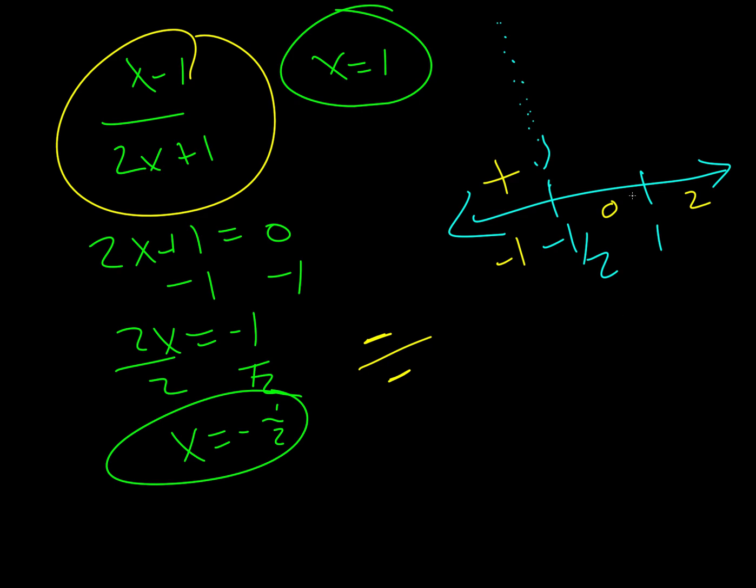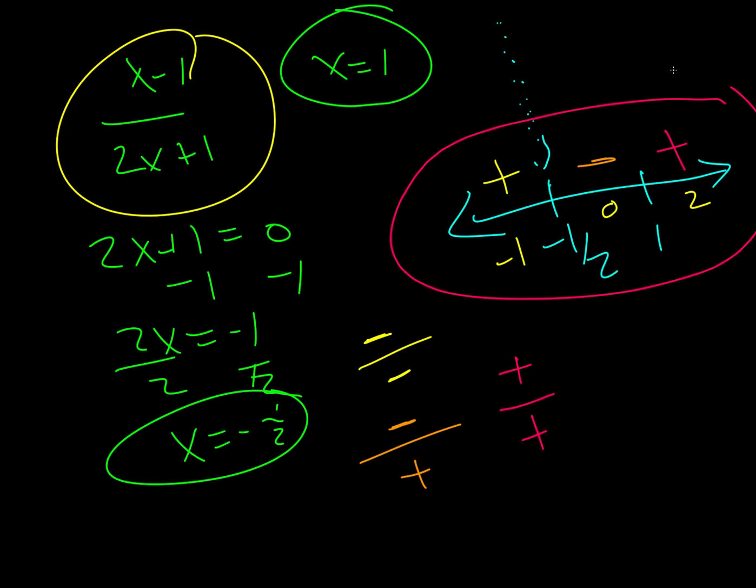Okay, now if I plug in 0, I get a negative on top. If I plug in a 0 here, I get a positive on bottom. Negative divided by positive gives me a negative. And the last one, if I plug in a 2 on top, I get +1. If I plug in a 2 here, it's going to be positive plus positive, and then positive divided by positive gives me a positive. And so that would be my sign diagram, and that's all they ask for.